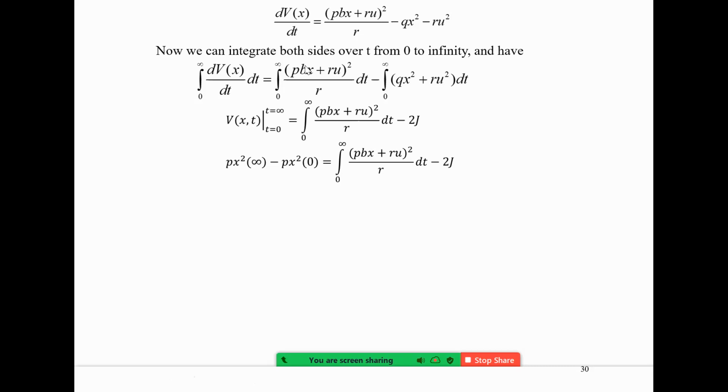On the right side, you look at this one, qx squared plus ru squared. The integral of that, because we define this cost function j as the 1/2 of this one, is just 2 times j. Is that clear? Now we still just copy this one. We copy this one here. Okay.